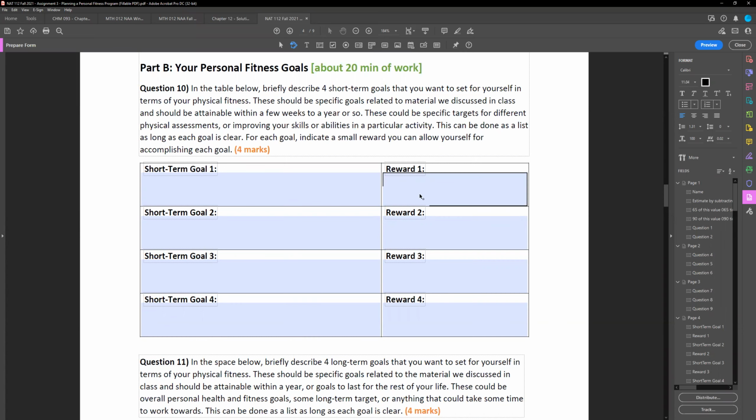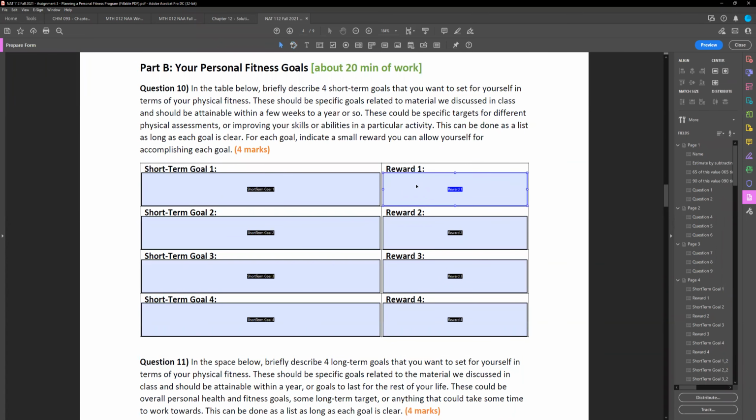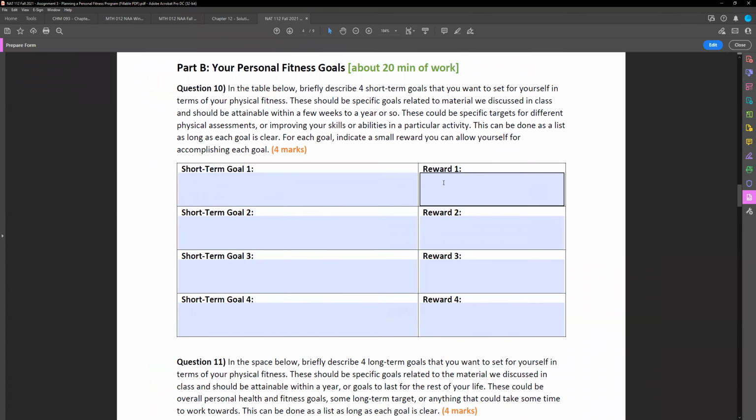And I'm going to give yourself a little reward for those. So let me go back to the preview mode. I might say, as I mentioned, be able to run 1.6 kilometers or roughly 1 mile in under 8 minutes. And the reward might be buy a new computer game. I think I used that example last class as well. If I'm able to do that, I'm going to reward myself for doing good exercise stuff.